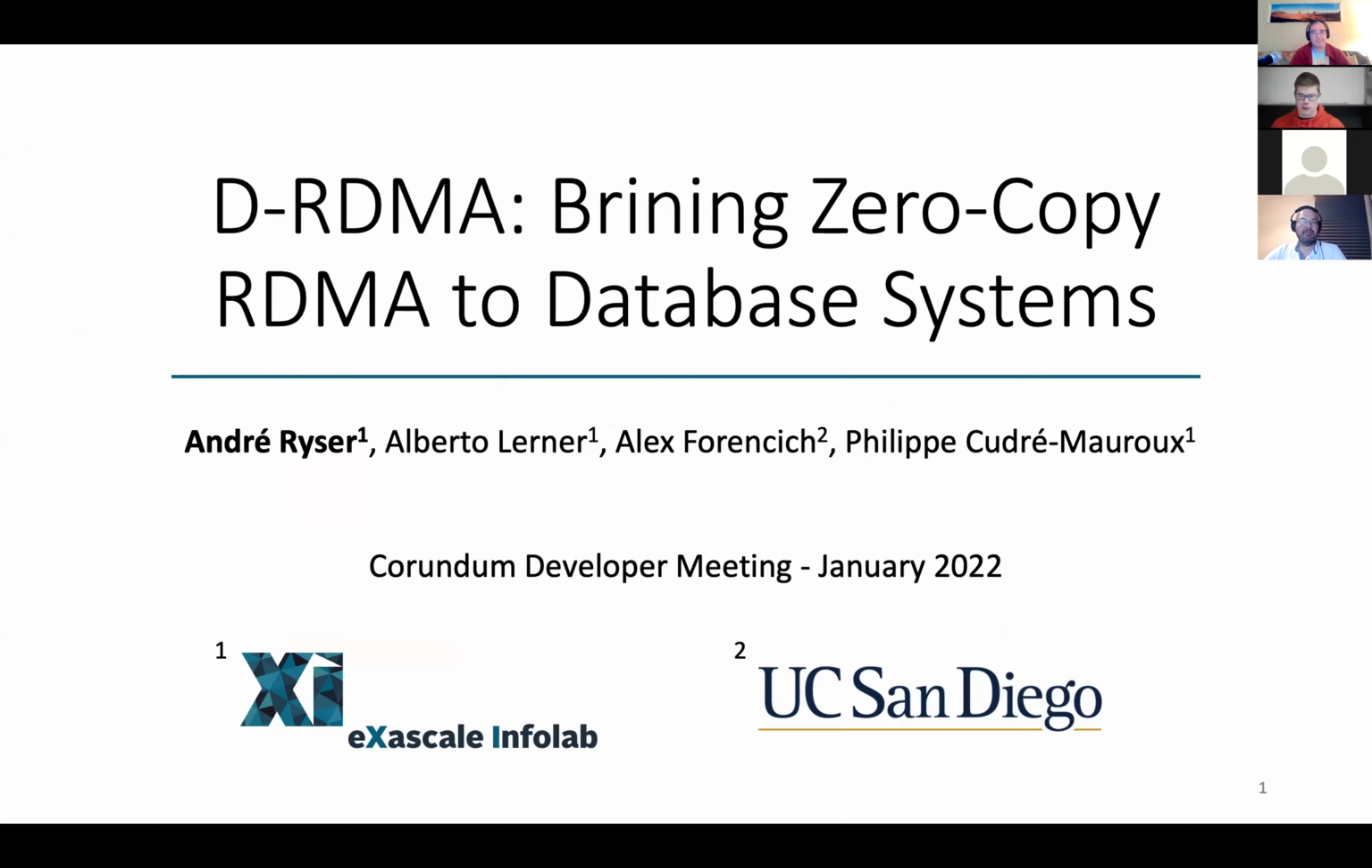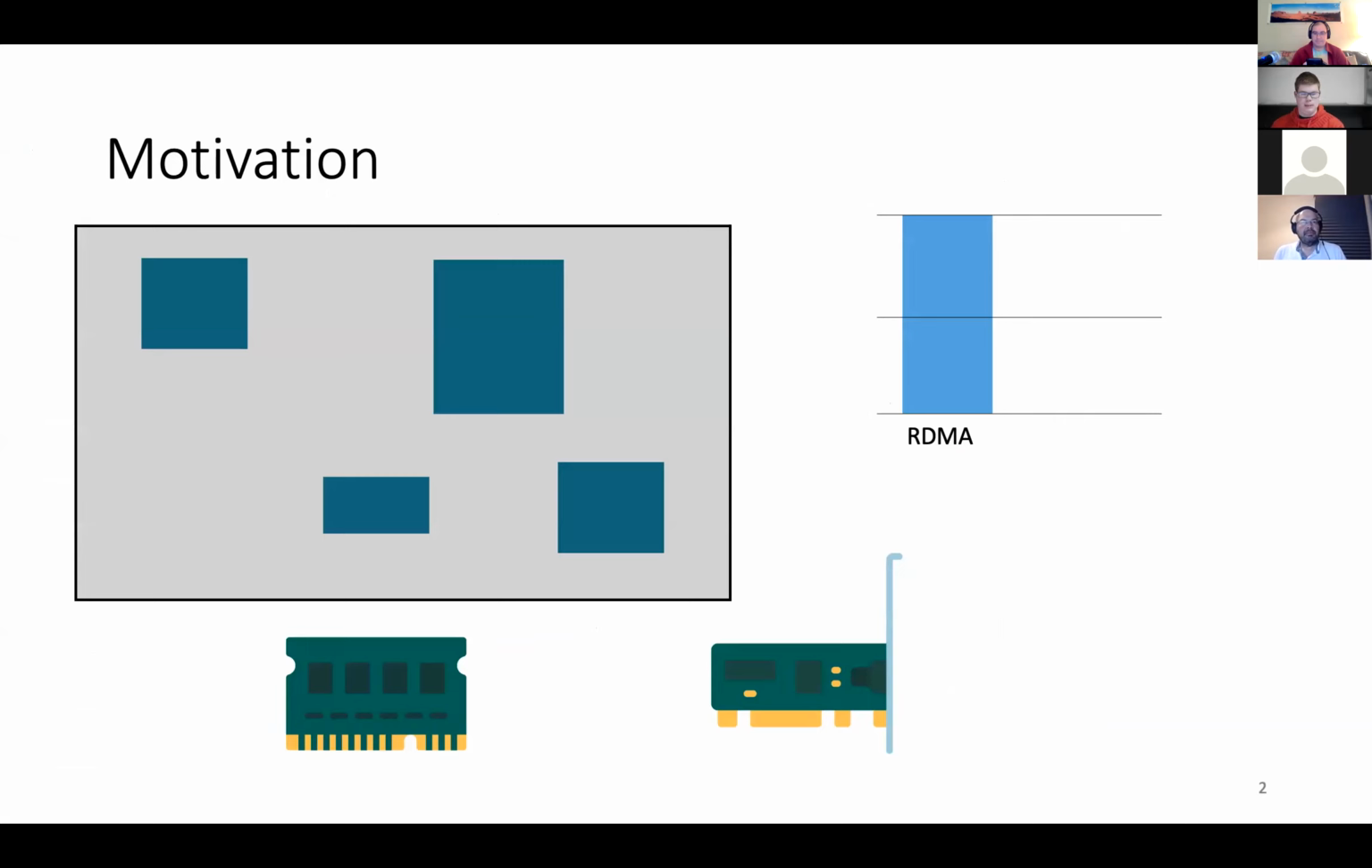Okay, so this will be a short presentation on our paper, DRDMA, bringing zero-copy RDMA to database systems. So just to jump right in, I assume most people here are familiar with RDMA. How it works, in theory, is that you just have your networking card. You point your networking card to regions of memory, and then the content of those regions gets transmitted, right? And if you're doing it right, then the performance should be very good. You should be able to take full advantage of whatever throughput your network offers.